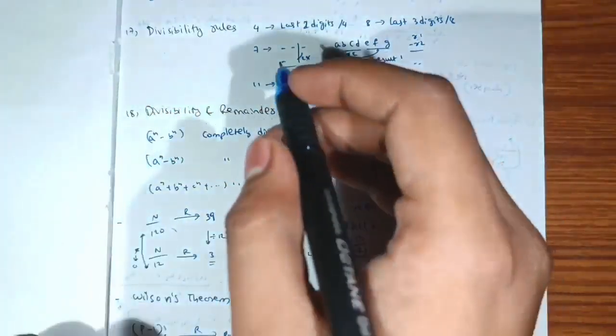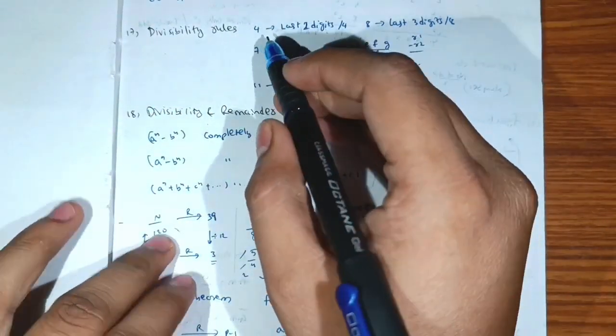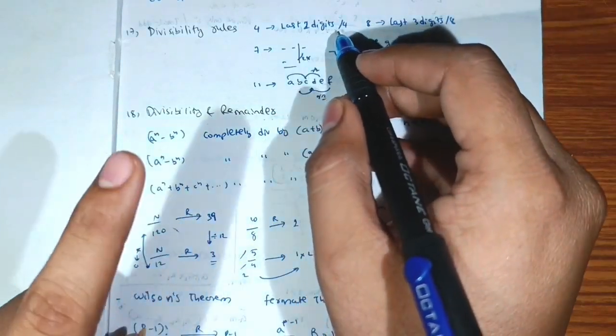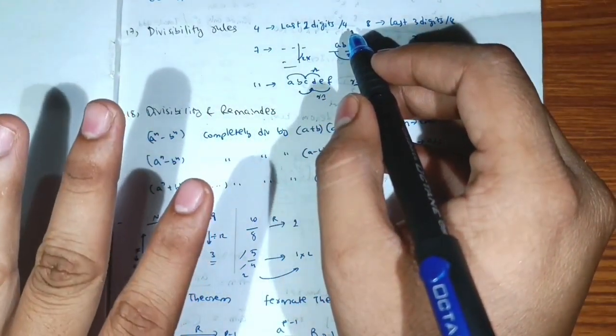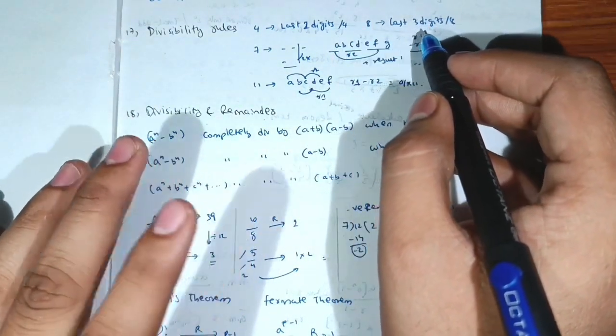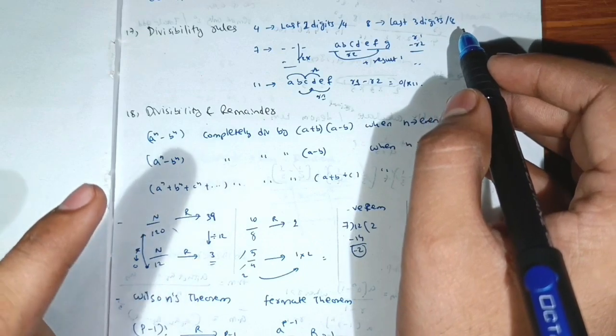If the number is divisible by 4, it means the last two digits, when divided by 4, give a complete division, so the complete number is divisible by 4. Again, if the number is divisible by 8, the last 3 digits are divisible by 8.